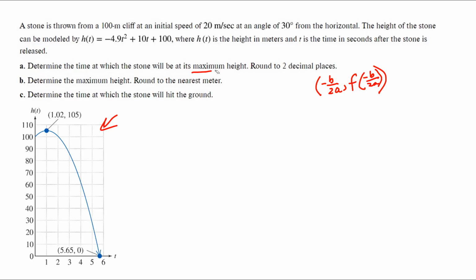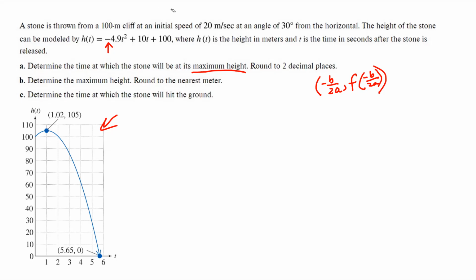And so it will hit its maximum height at the vertex of the parabola. This is a negative coefficient on your t-squared, and that tells me that the parabola opens downward. And so that means the vertex is the maximum. It's at the top of the parabola. So if I want to find the maximum height of that stone, I need to find the vertex.